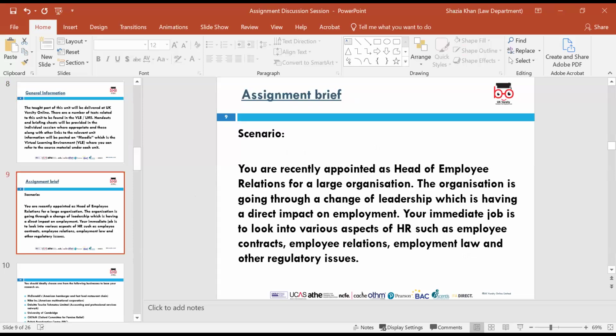So assignment brief. So this is what is required, and then we'll go through the tasks. Scenario: you are recently appointed as head of employee relations for a large organization. The organization is going through a change of leadership, which is having a direct impact on employment. Your immediate job is to look into various aspects of human resource, such as employee contracts, employee relations, employment law, and other regulatory issues.